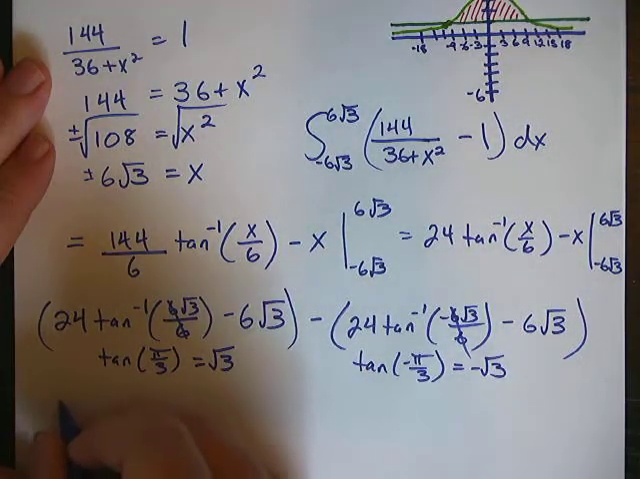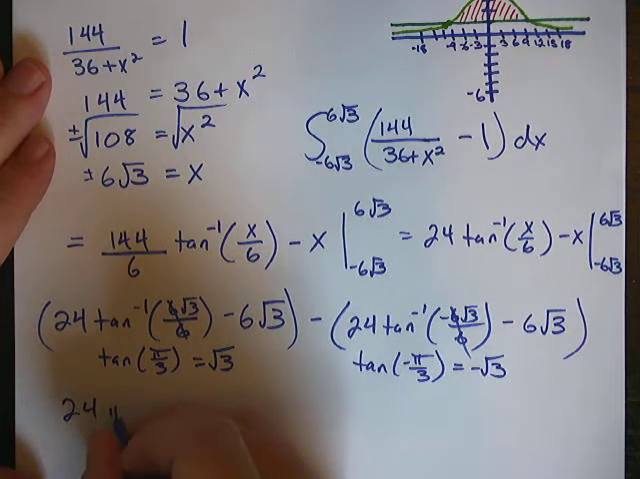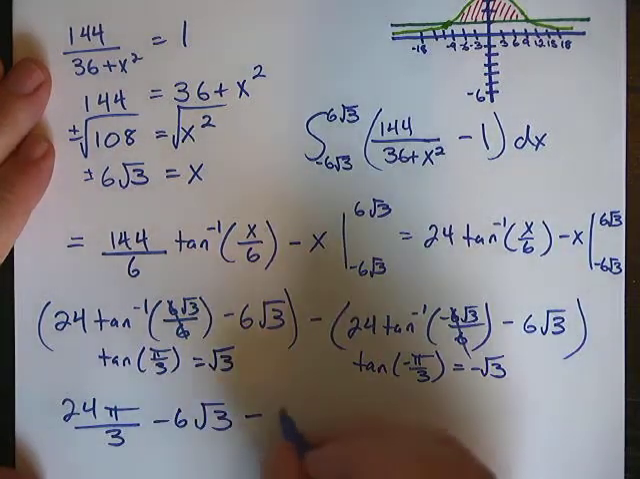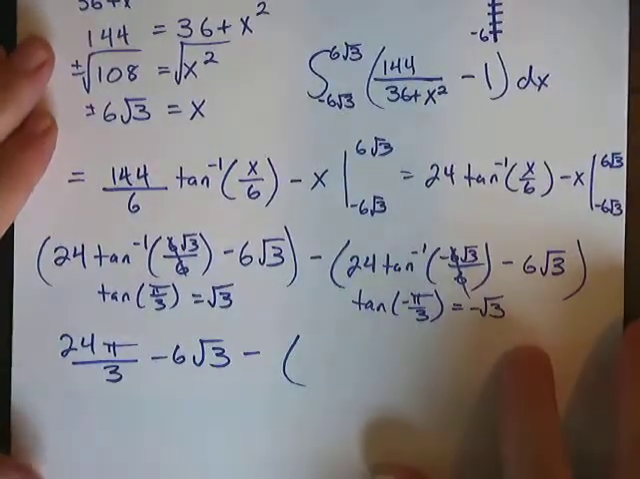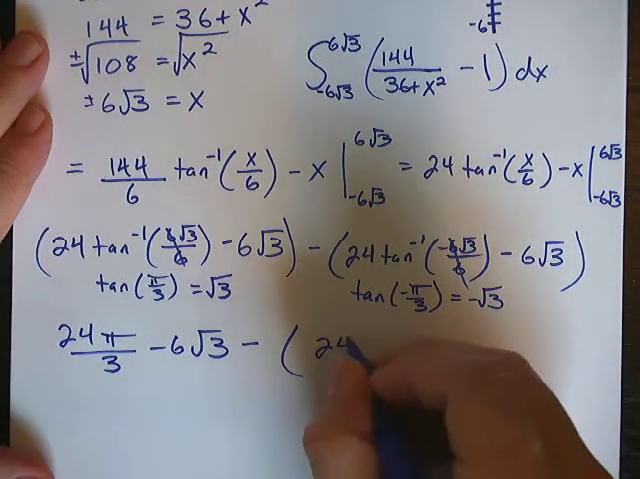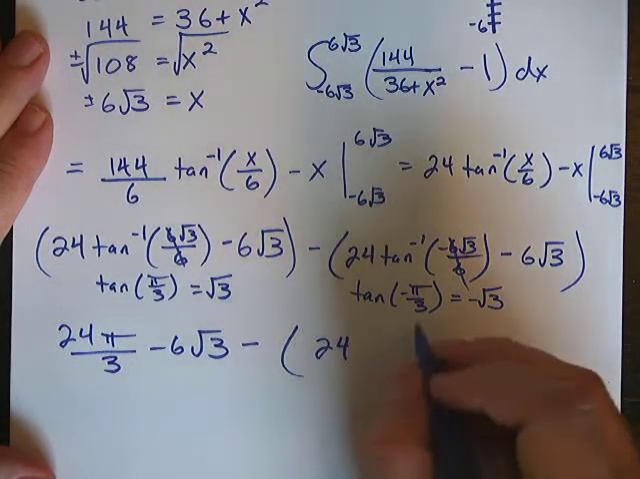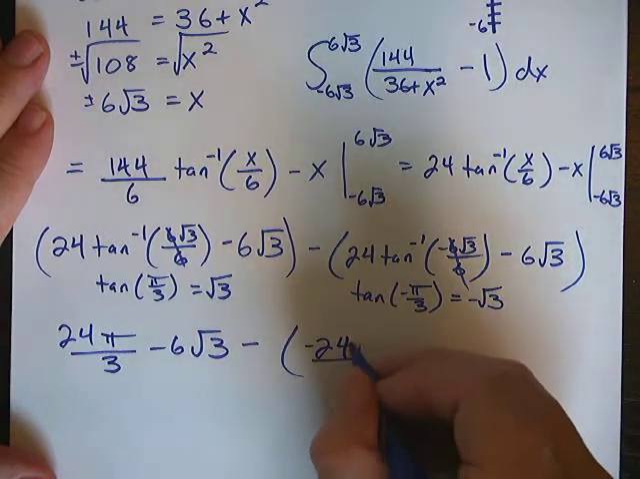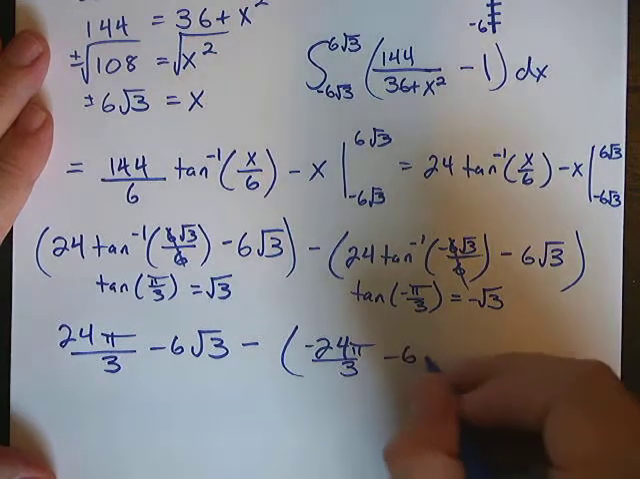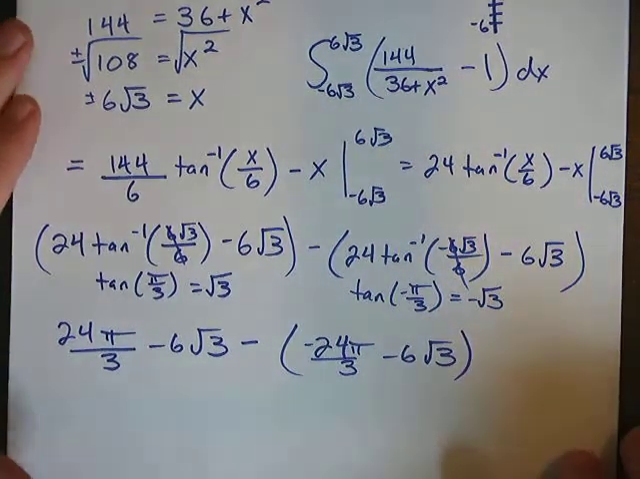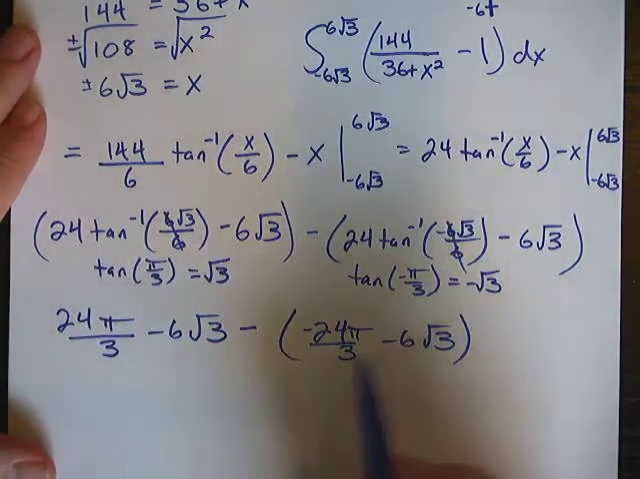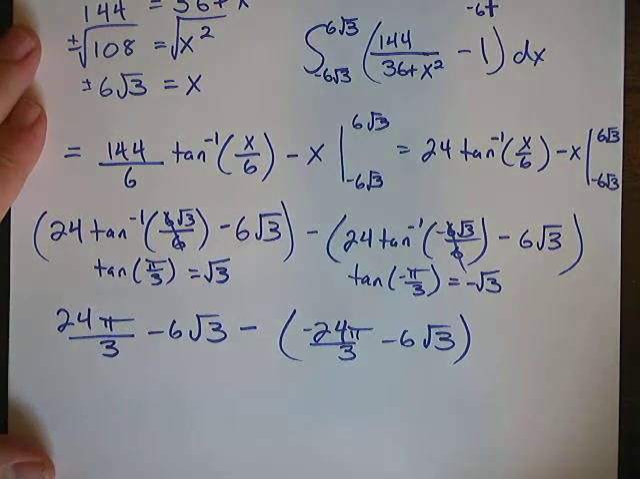So we get 24 pi over 3 minus 6 root 3, I'm not going to take care of that negative sign quite yet, minus 24 times, that's a negative pi over 3, so negative 24 pi over 3 minus 6 root 3. Now we can distribute the negative sign. Look at these, they're both negative here. It feels like maybe they should not have both been negative there.